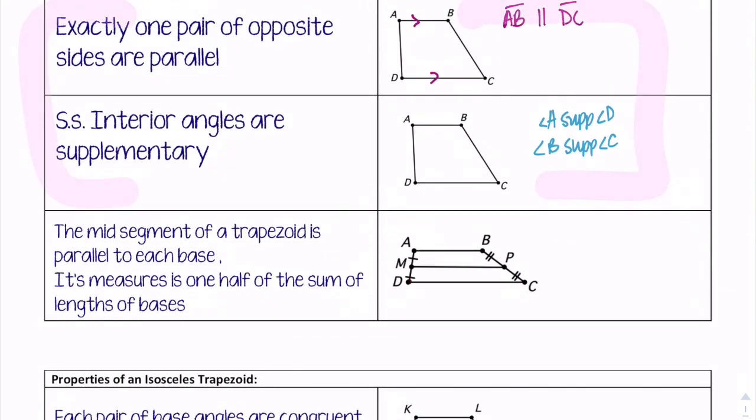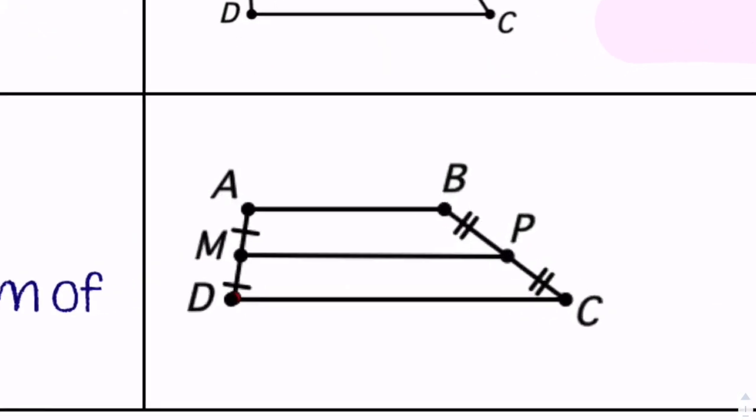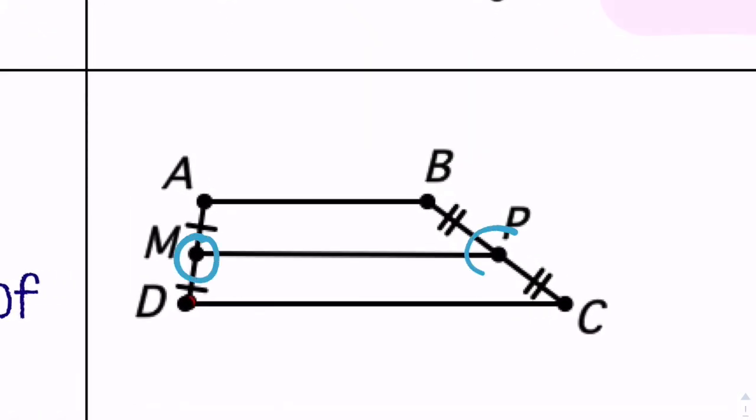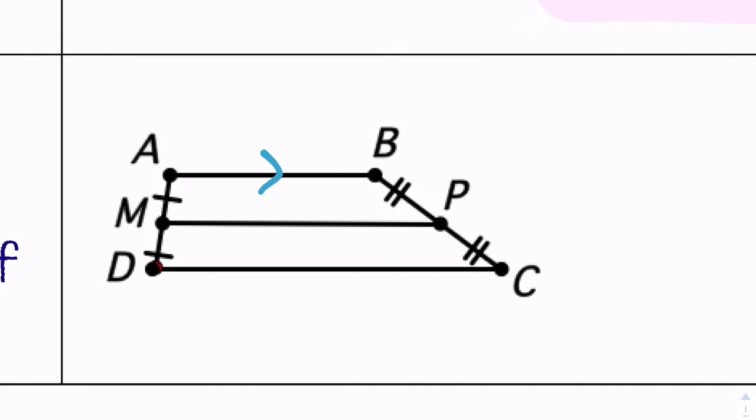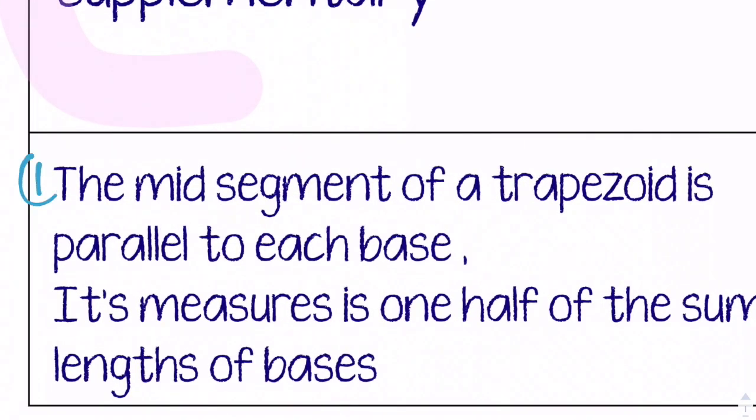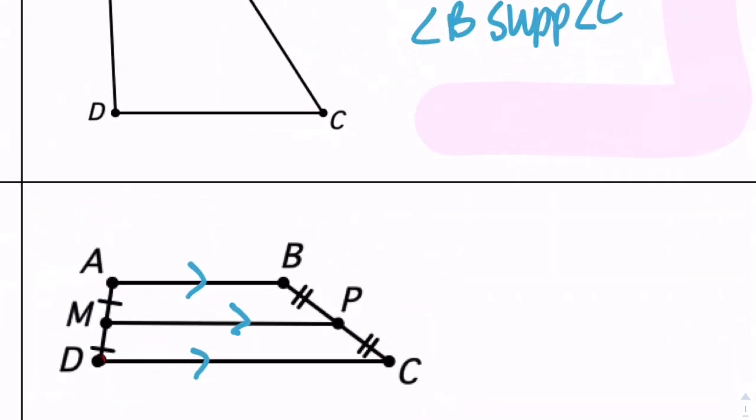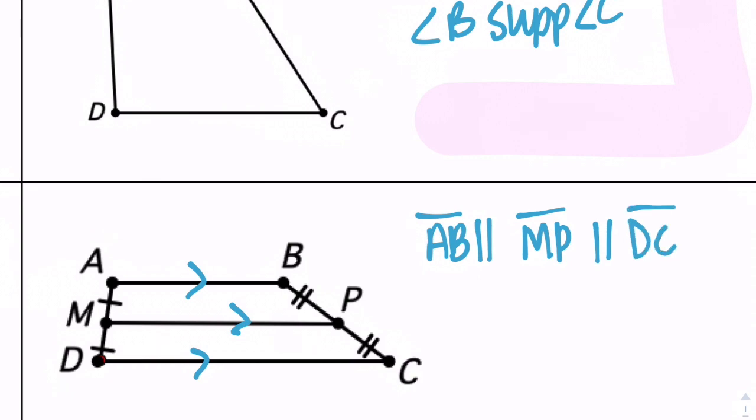There's this third thing about the mid-segment. Still important to know, not technically a property. The mid-segments of a trapezoid, quick side note, mid-segments are the segments that connect the midpoints, right? Pretty self-explanatory, midpoints of the legs. So the mid-segment of a trapezoid is parallel to each base. Remember, the bases are already parallel to each other, so the mid-segment is also a parallel line. The first part is that AB is parallel to MP, which is also parallel to DC. Okay, so that's part one.